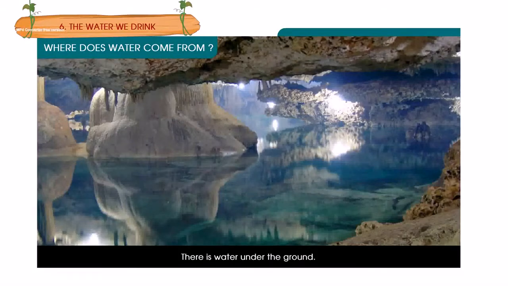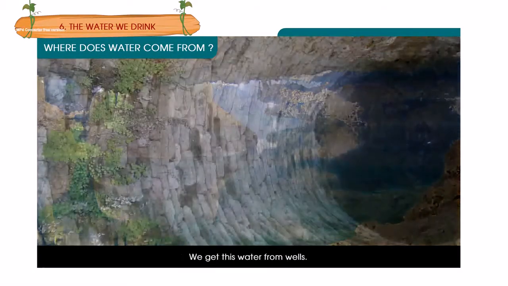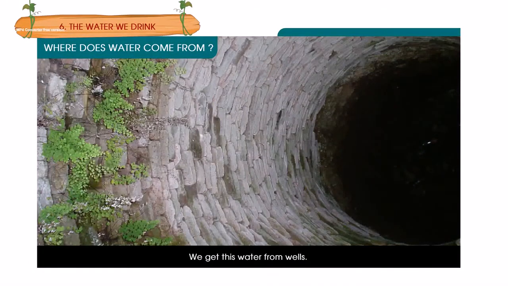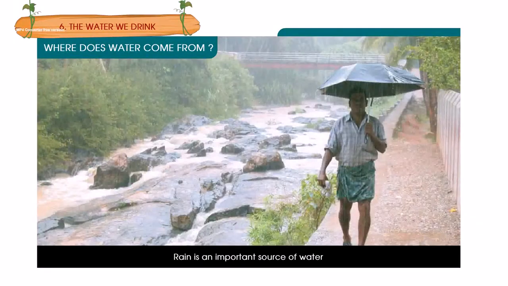There is water under the ground. We get this water from wells. Rain is an important source of water.